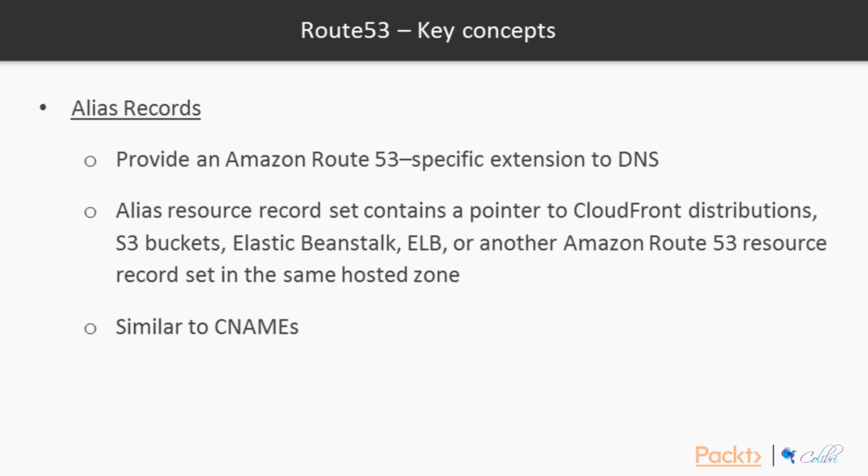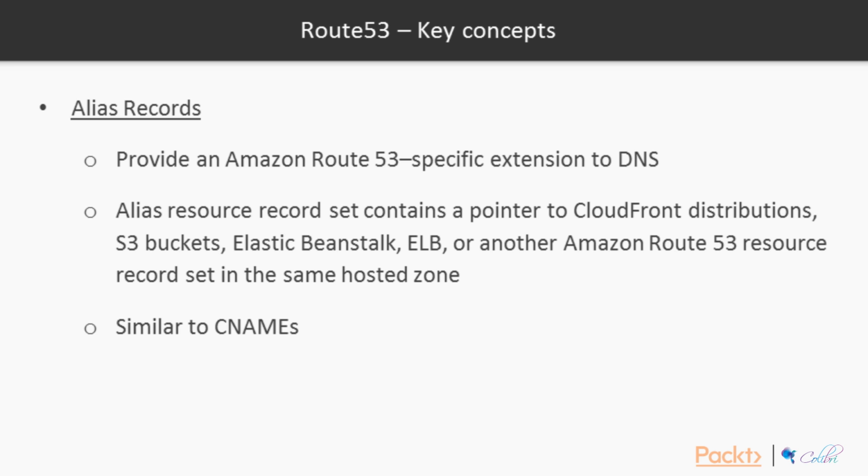Then, there are alias records, which are very important for the exam. They provide an Amazon Route53 specific extension to DNS. Alias resource record set contains a pointer to CloudFront distributions, S3 buckets that are going to host static websites, Elastic Beanstalk, Elastic Load Balancers, or another Amazon Route53 resource record set in the same hosted zone.